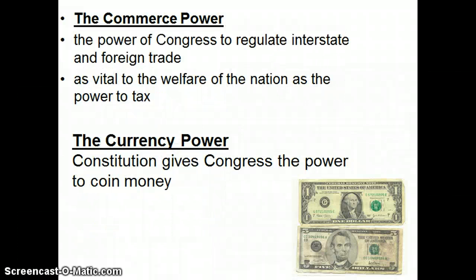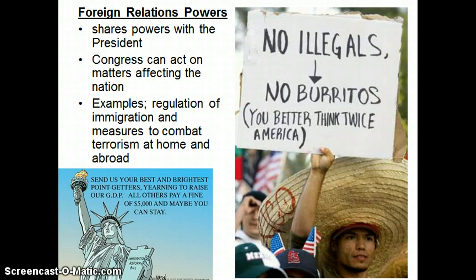Congress also practices the commerce power, regulating interstate and foreign trade. This has a lot to do with banking and practices like that. Also the currency power, which is self-explanatory, it's coining money. Congress has foreign relations powers. Basically, it's things like regulating immigration, combating terrorism, things like that.